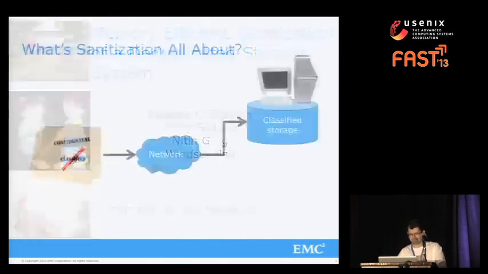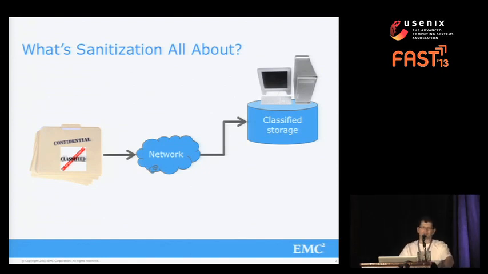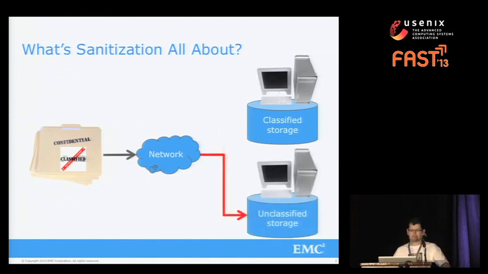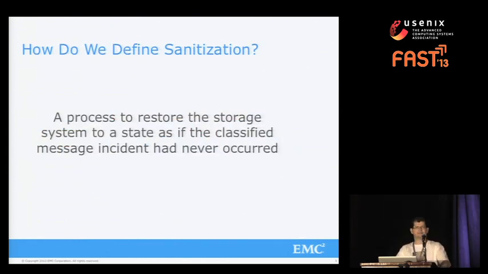So basically, the very first thing that we want to understand is what sanitization is all about. In some cases, you have classified information that you are storing in classified storage, and by accident, that classified data can land on an unclassified storage, and we call that a classified message incident. The way we define sanitization is that we want to restore the storage system to the point as if the classified message incident has never happened to that storage.